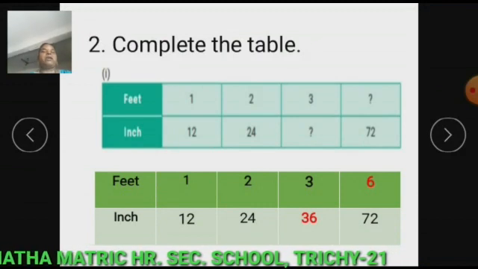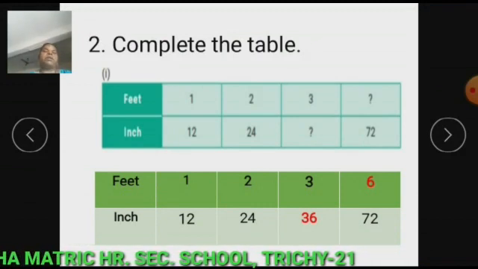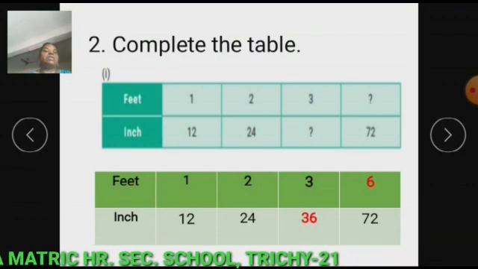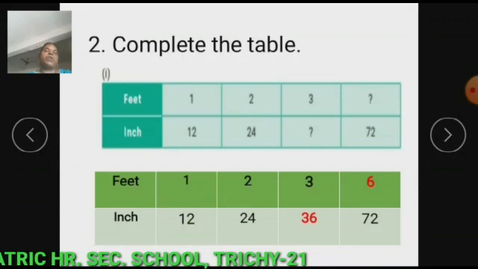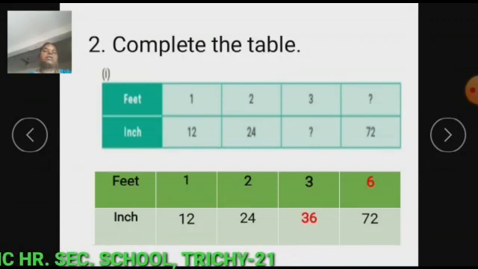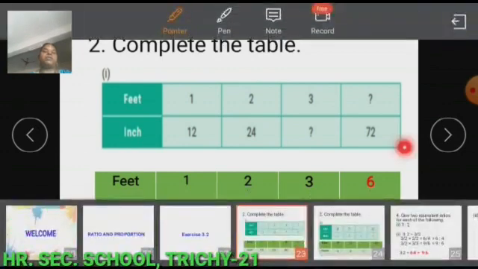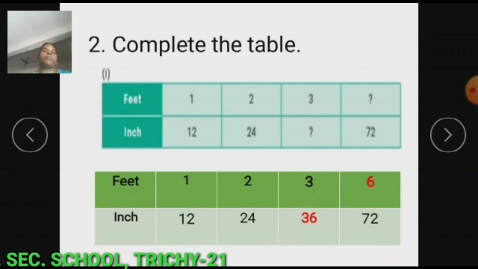And to find the feet from inches, the value in inches is divided by 12. So 72 inches is divided by 12, we get 6 feet. So 72 inches is equal to 6 feet.